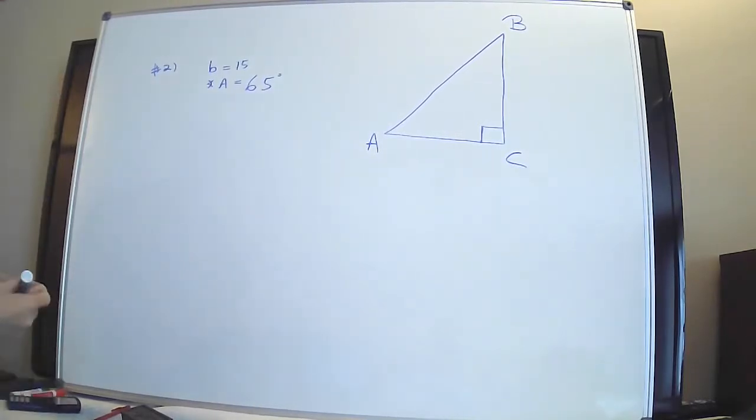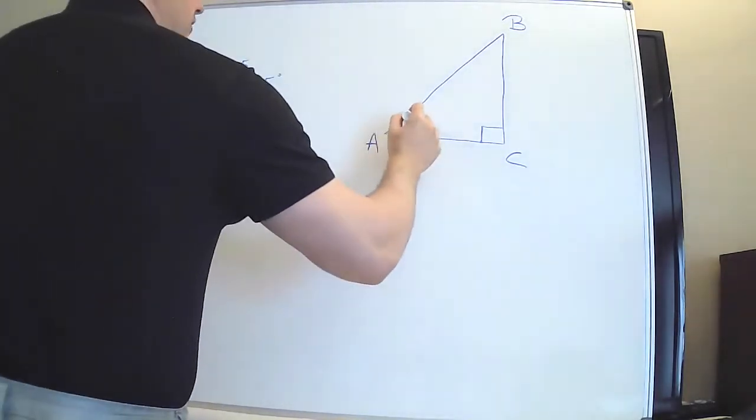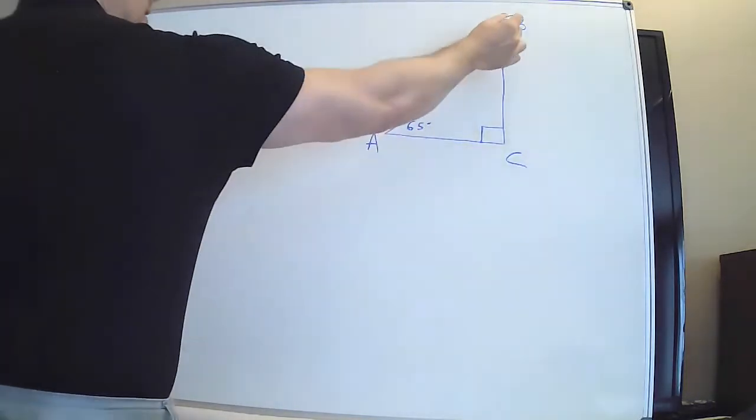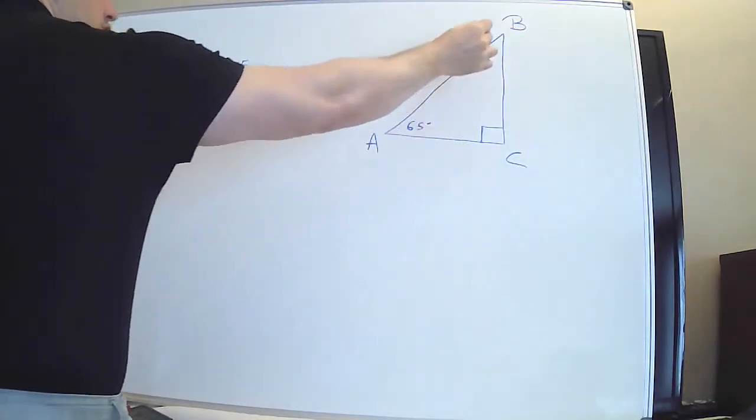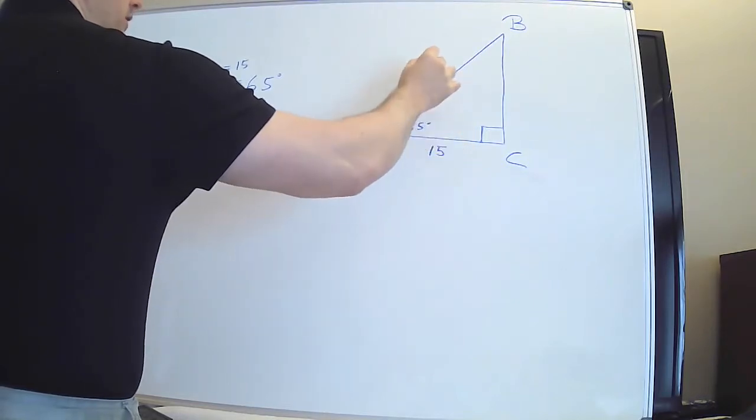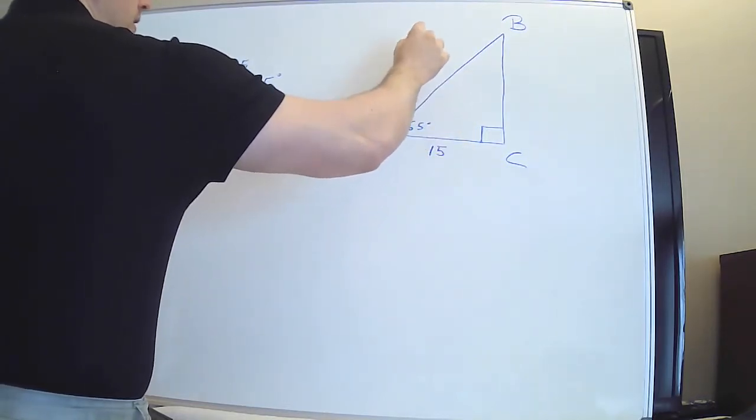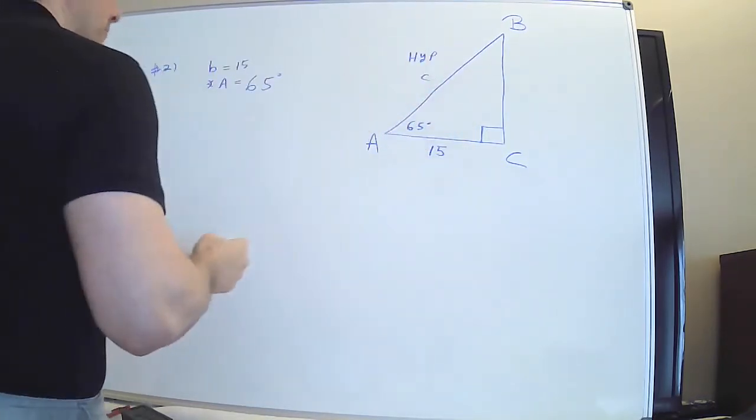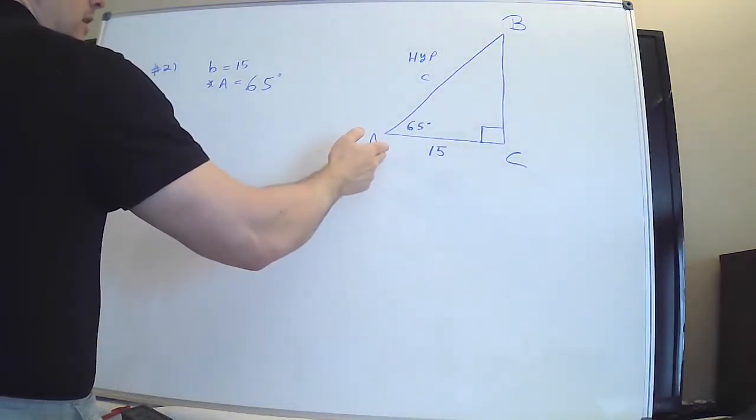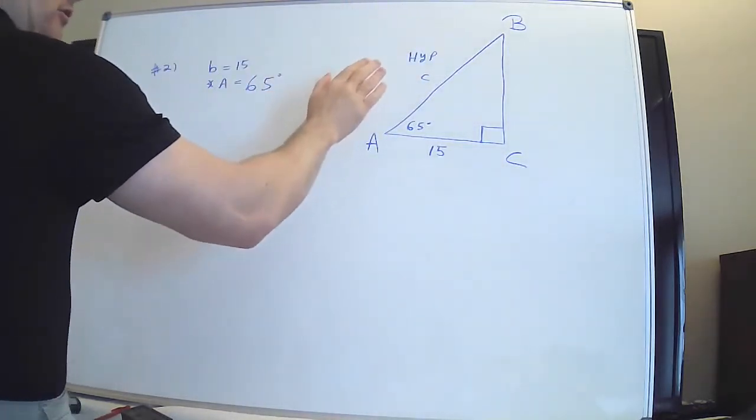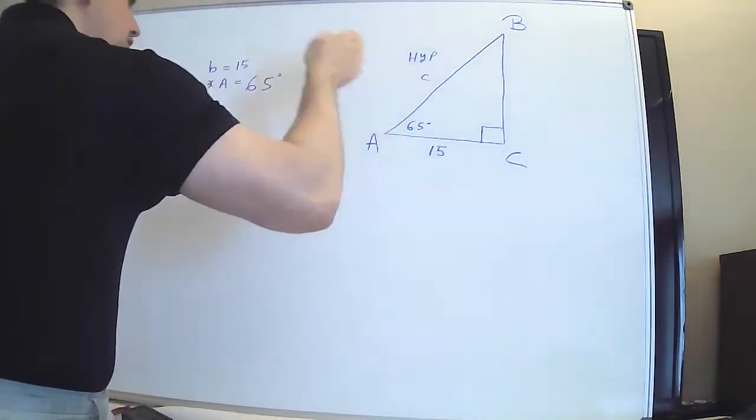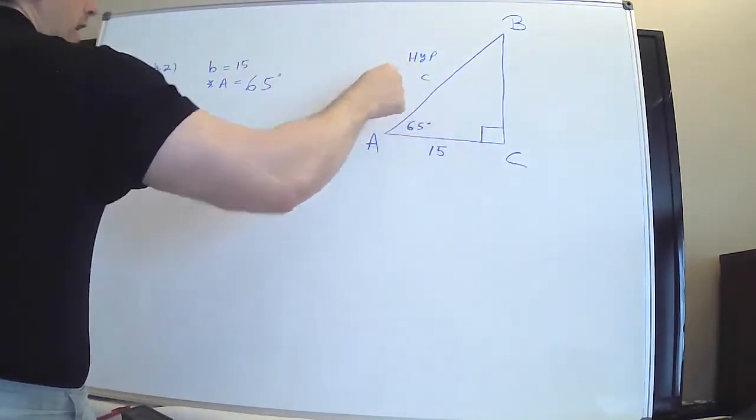Okay, number 2, you're given that angle A is 65. And you're given that B, side B, which is across from angle B, is 15. And they're asking you to find side C, which is the hypotenuse. Now, again, I have angle A. The diagonal is the hypotenuse. There's never mystery there. The diagonal is always the hypotenuse, the one across from the right angle.